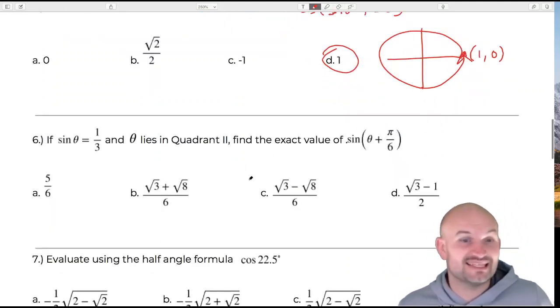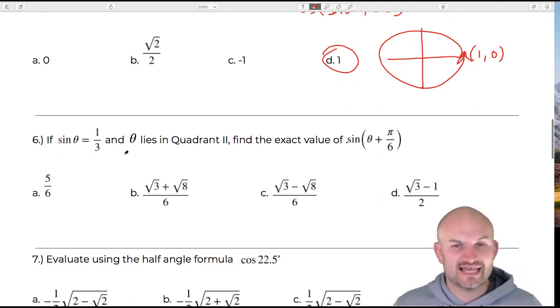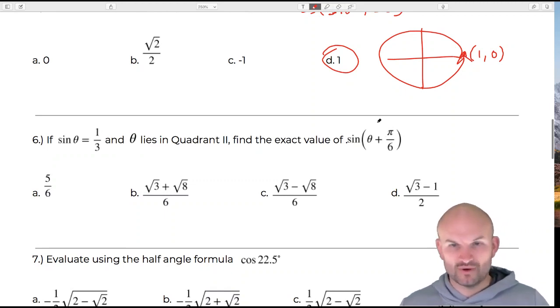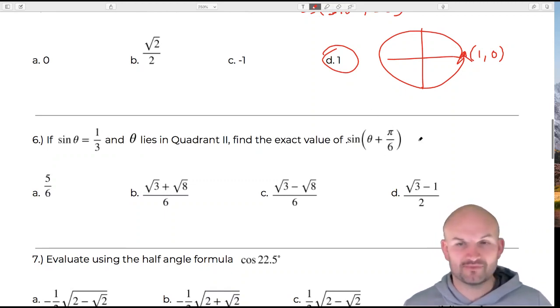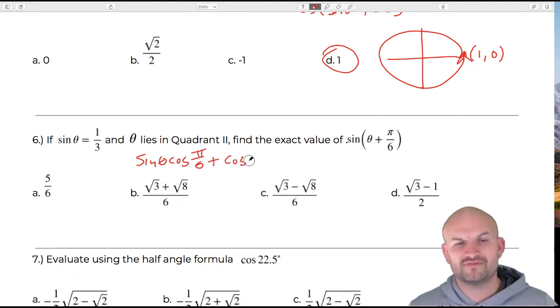The next one is finding the sum formula. When it says the sine of theta equals 1/3, it says that our angle lies in the second quadrant. And we already have one other angle, which is pi over 6. Applying the sum formula, I do need to figure out what the cosine is. So let's write out the sum formula: the sine of theta times the cosine of pi over 6 plus the cosine of theta times the sine of pi over 6.